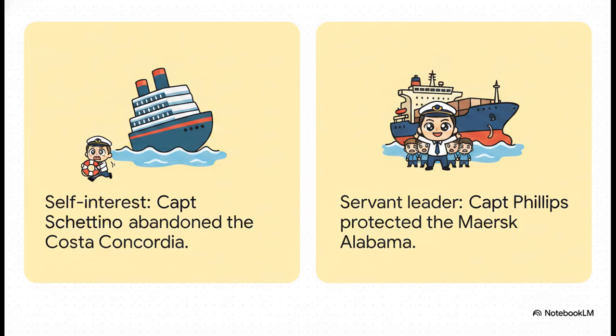To see what this looks like in the real world, the source contrasts 2 real ship captains. On one side, you have Captain Francesco Schettino of the Costa Concordia. When his ship hit rocks and started sinking, Schettino infamously abandoned the ship. He prioritized his own safety while his passengers and crew were still in extreme danger. That is a massive failure of leadership rooted purely in self-interest. But on the flip side, look at Captain Richard Phillips of the Maersk Alabama.